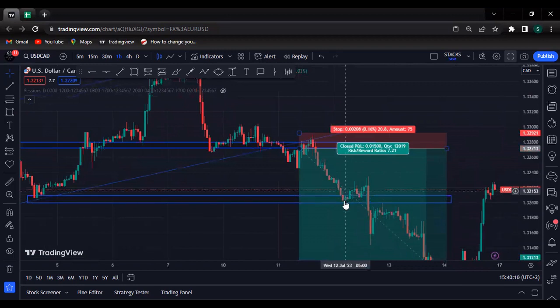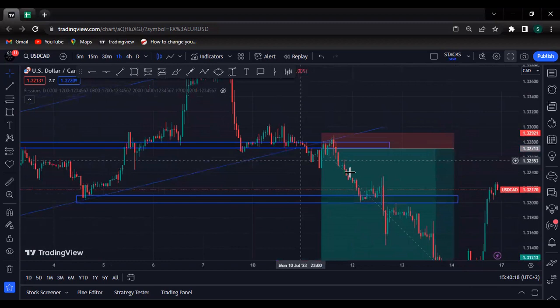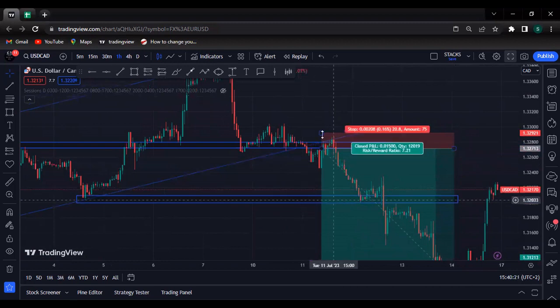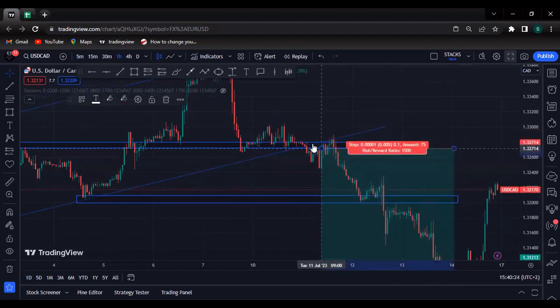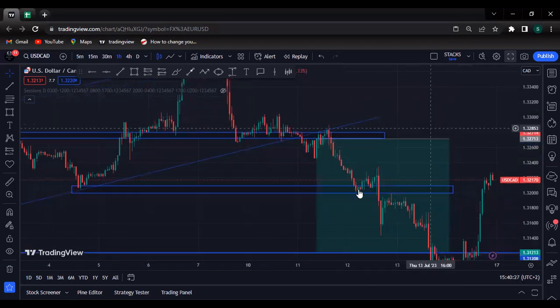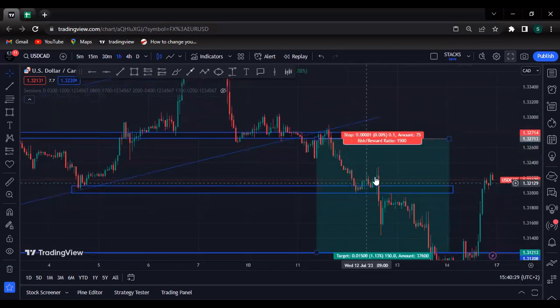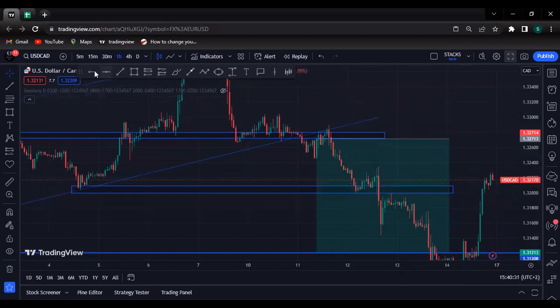Once we hit my TP1, I saw price playing around here and started pushing up. Actually, before that, once price hit my TP1, I moved my stop loss to break even. So I was running a risk-free trade. Once I hit TP1 and started seeing this, I knew that I also had to adjust my stop loss.